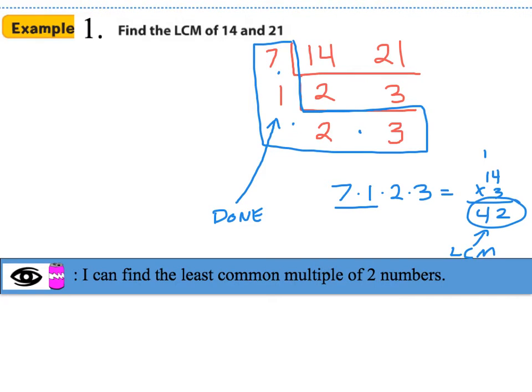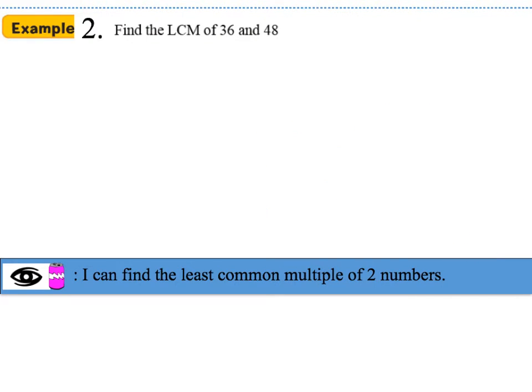So the LCM, or the least common multiple, of 14 and 21 would be 42. Example number 2 says find the LCM, or the least common multiple, of 36 and 48. Let's go ahead and draw our ladder. Write 36 inside and 48 inside. So let's think of a number that goes into both. The number that I can think of would be 2.